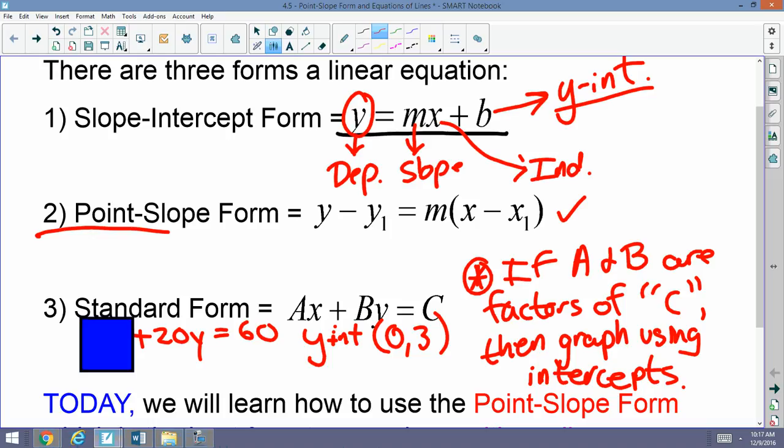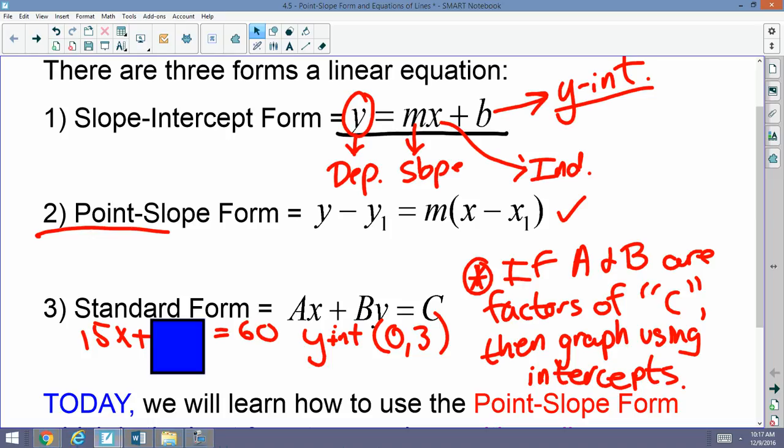And then, again, if a and b are both factors of c, then I could just find my x-intercept by literally making y 0. That basically says bye-bye to the y. And then what would my x-intercept be? My x-intercept would be 4, 0, because I made y 0. And then from there, I can graph that very simply, very easily.